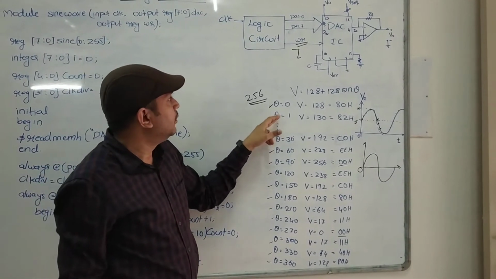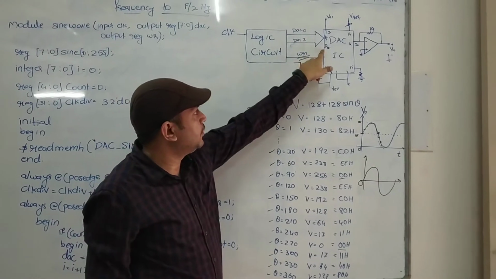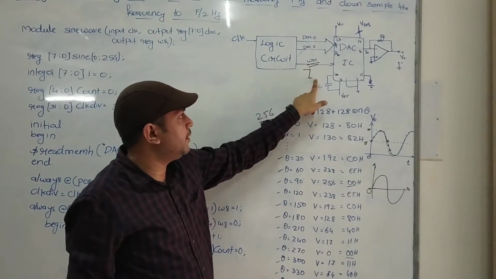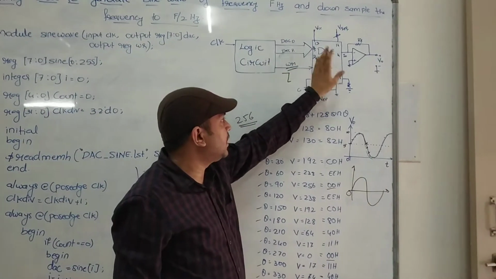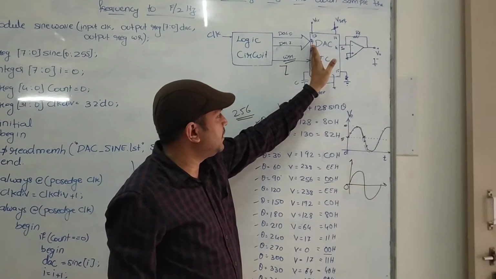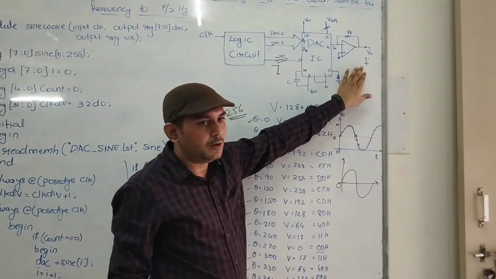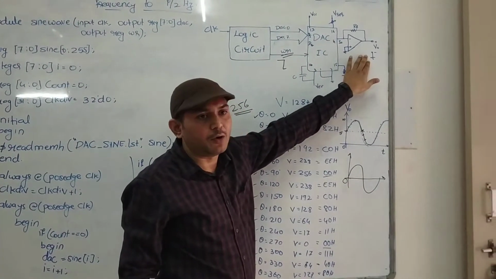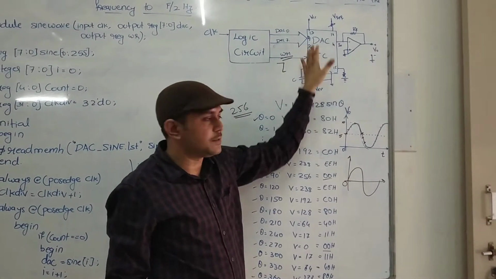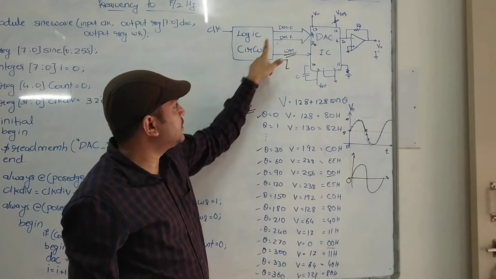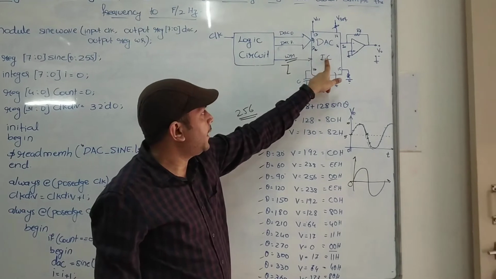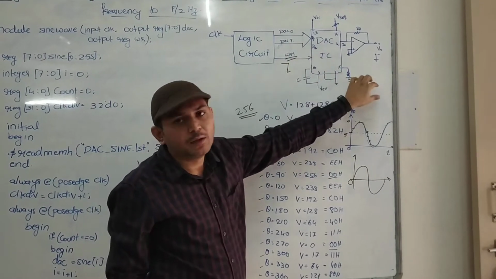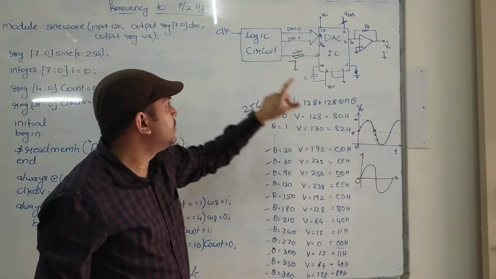Now, for every digital value transmitted, a high to low transition has to be made so that the digital data gets latched, and this DAC IC will convert the latched digital data into analog output. That's how it is. So your logic circuit has to send the data and also send a high to low transition. Then only the DAC IC will convert the digital data into analog form. Clear? So this has to be done.